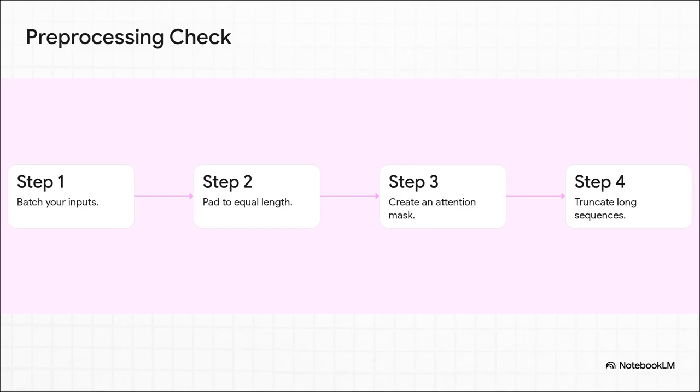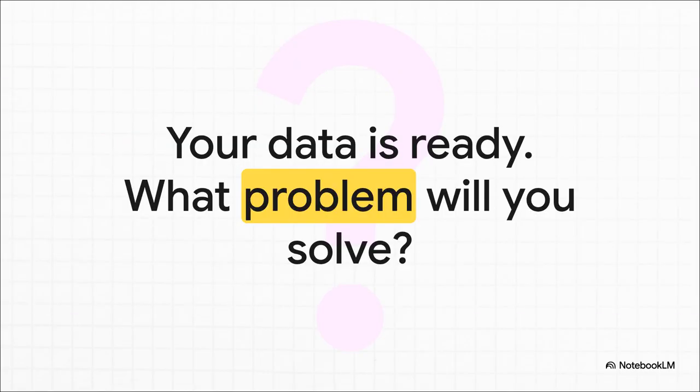Okay, let's put it all together. This entire troubleshooting journey really just boils down to a simple 4-step checklist. Step 1, always put your inputs into a batch. Step 2, pad that batch so all your sequences are the same length. Step 3, create that all-important attention mask to tell the model what to ignore. And step 4, make sure you truncate any sequences that are just too long. If you follow these 4 steps, you will conquer the most common data prep errors, guaranteed.